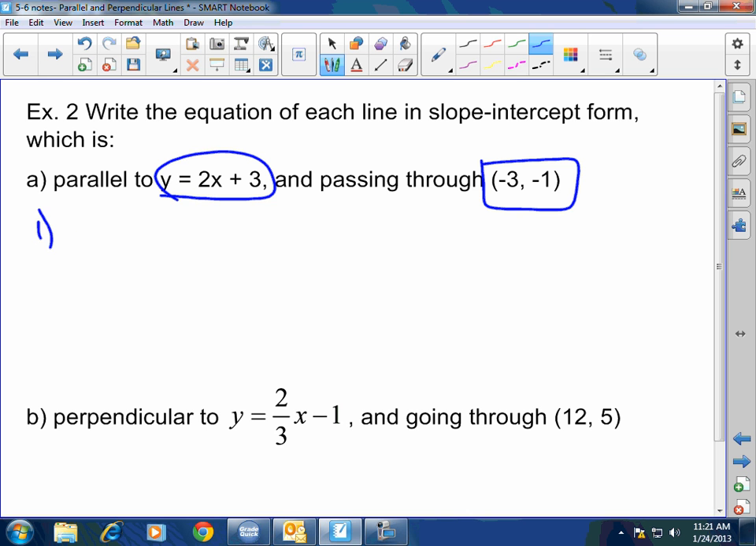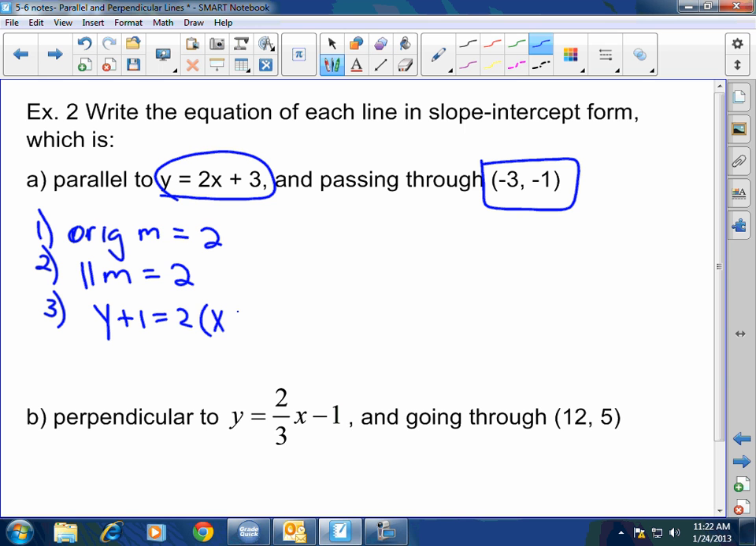So step 1, what's my original slope? Original slope equals 2. Step 2, what's my parallel slope? Perfect. Step 3, point-slope form: y minus y1 equals m times x minus x1. Solve for y. y plus 1 equals 2x plus 6. Subtract 1 from both sides. My new line parallel to this one is y equals 2x plus 5.